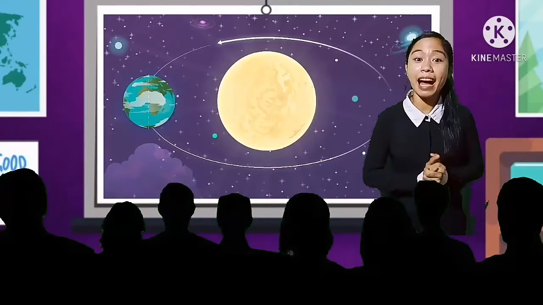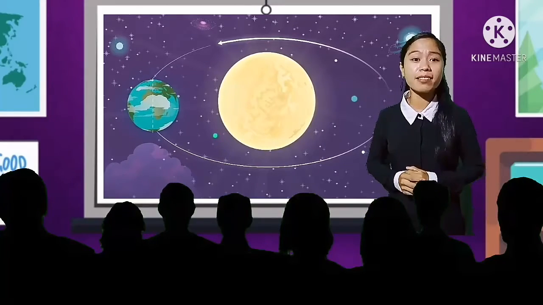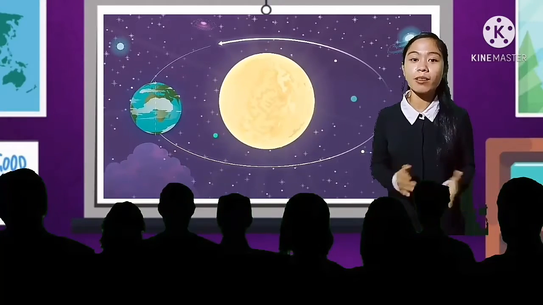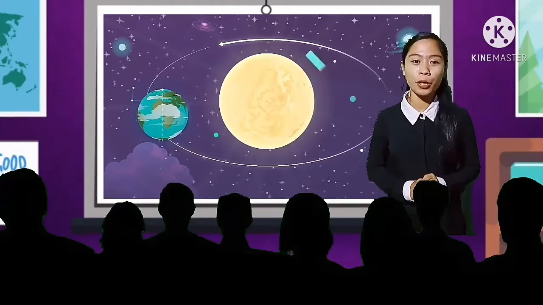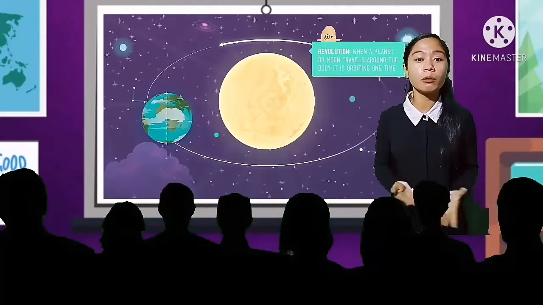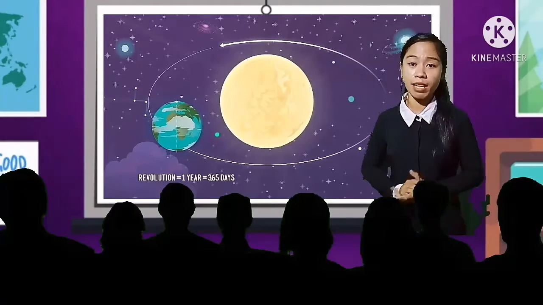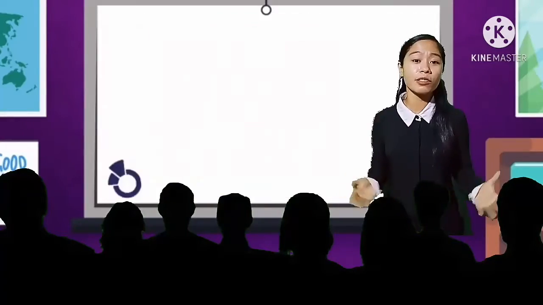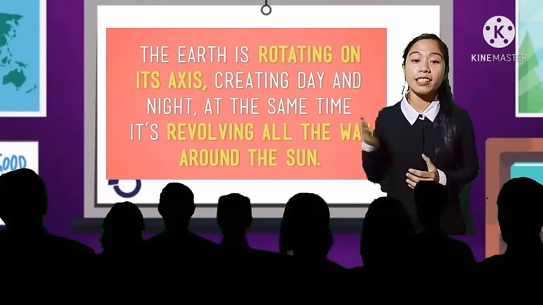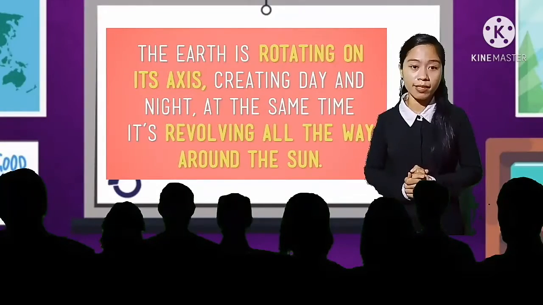However, Earth is actually moving in more ways than one. At the same time as the Earth spins on its axis, it also orbits, or revolves, around the sun. This movement is called revolution. One full orbit around the sun is one revolution, which takes 365 days, or shall we say 1 year, to complete. The Earth is rotating on its axis, creating day and night, at the same time that it's revolving all the way around the sun.